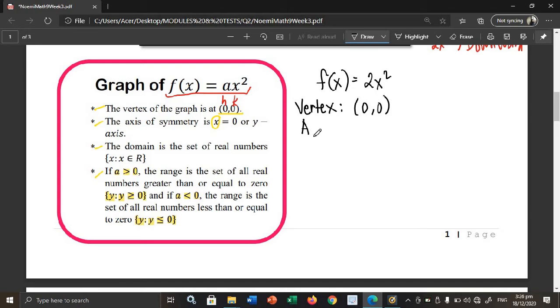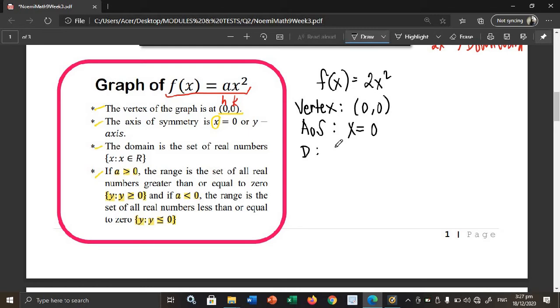Ang axis of symmetry, hindi ko na sinulat ng buo, so we have AOS. Ang axis of symmetry mo is the value of your h sa vertex mo. So, we have x is equal to 0. Kaya ko nilagyan ng y-axis yan kasi yung axis of symmetry nandun siya mismo sa y-axis. Pero, if you will answer your activity, I am going to look for the value of x in the axis of symmetry. So, hindi yung y-axis yung makita ko dyan. Kailangan ang nakalagay, x is equal to, and then yung value niya.